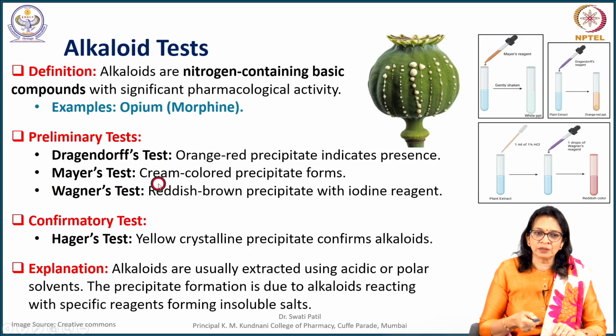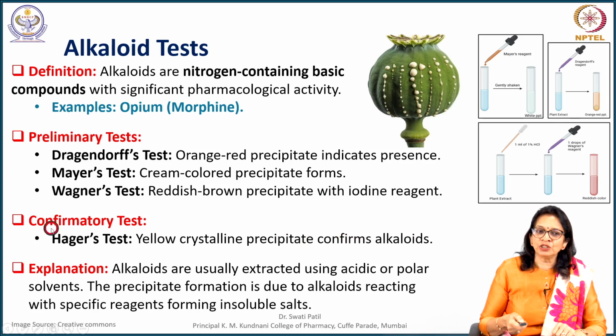Dragendorff's reagent, Mayer's reagent, and Wagner's reagent, which contain iodine salts, when added to a plant extract, if they give an orange red precipitate, it indicates the presence of alkaloids. A cream colored precipitate with Mayer's reagent helps us detect the presence of alkaloids. Wagner's reagent gives us a reddish brown precipitate, and Hager's reagent, which contains picric acid, gives us a yellow crystalline precipitate, which confirms the presence of alkaloids.